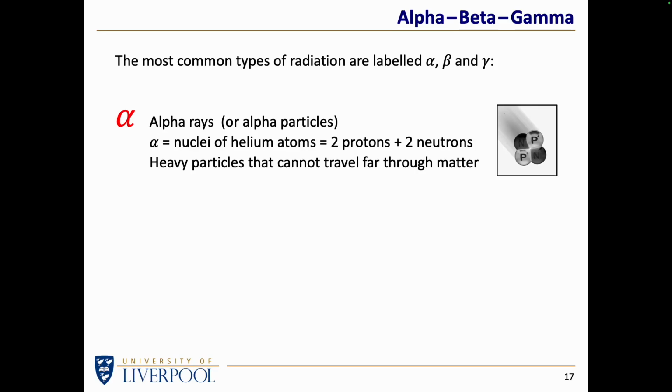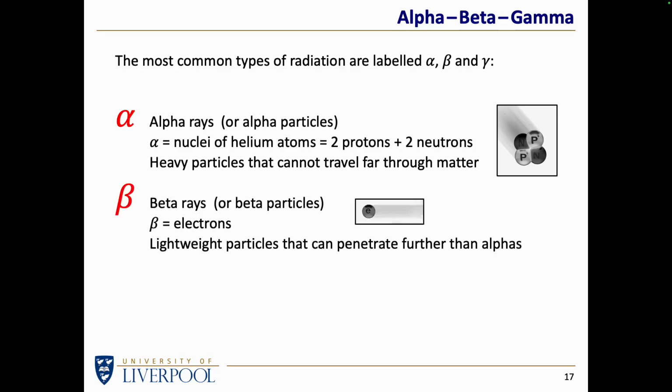And alpha particles do not travel very far through any medium. In fact, they cannot get through the glass of a cloud chamber. That's how I know that when we see an alpha, we know it didn't come from outside the cloud chamber. It must have come from radon gas inside, which I'll come to very shortly.